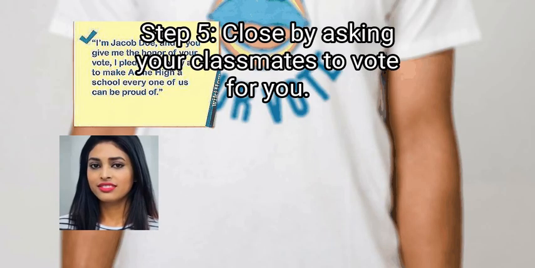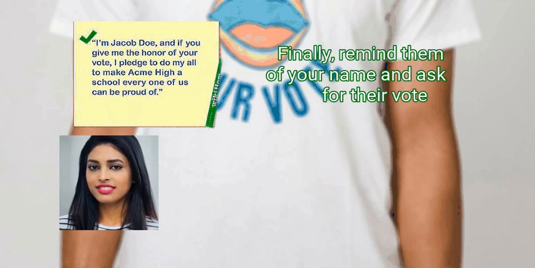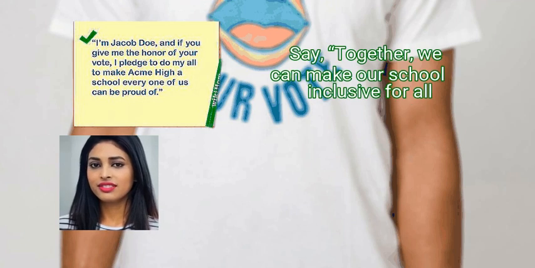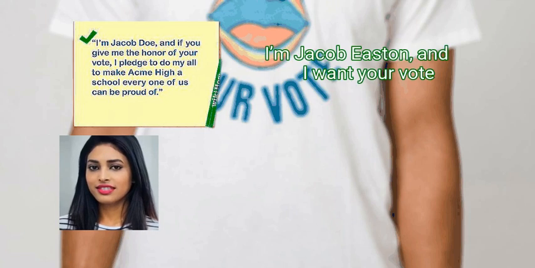Finally, close by asking your classmates to vote for you. Summarize what you will do for your classmates, then thank them for their time. Finally, remind them of your name and ask for their vote. Say, "Together, we can make our school inclusive for all. Thank you for your time this afternoon. I'm Jacob Easton, and I want your vote."